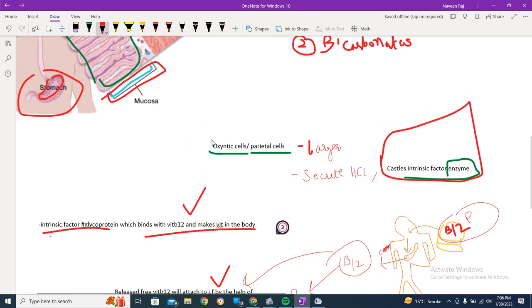This was oxyntic or parietal cells. Very, very important. These are giving us vitamins and HCl, which are the main components.